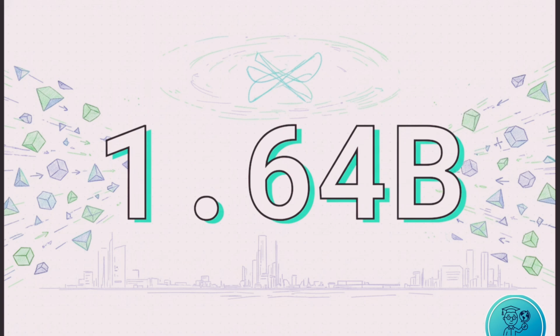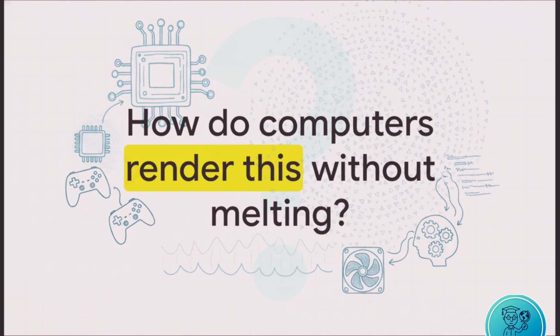When you factor in something called instancing, where identical objects get repeated across the environment, that number explodes to nearly 18.9 billion triangles. Which naturally brings us to the ultimate question. How on earth do modern computers process these massive files in real time without literally catching fire?